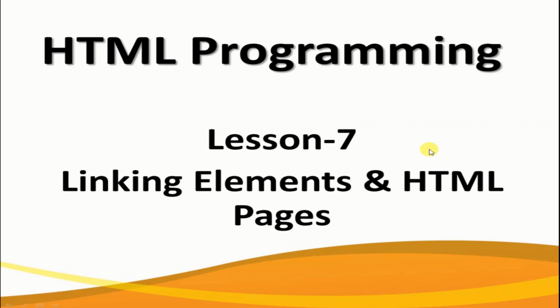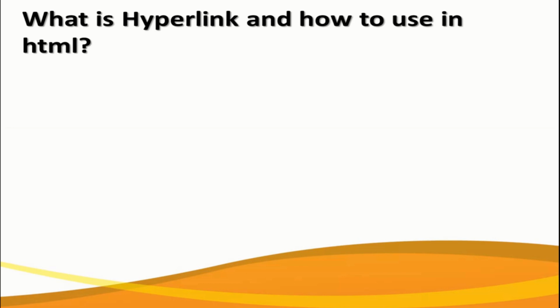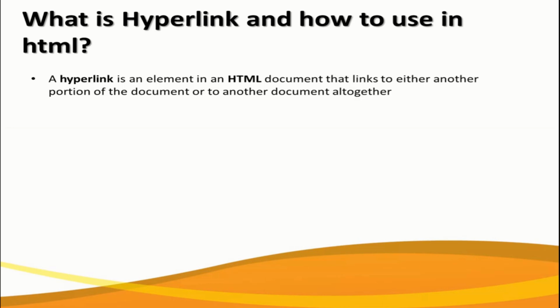So let's start. First, we have to know what a hyperlink is. A hyperlink is an element in an HTML document that links to either another portion of the document or to another document altogether. That means by clicking on a particular object, we can go to a defined portion of the same web page, or we can also open a separate web page or any document.